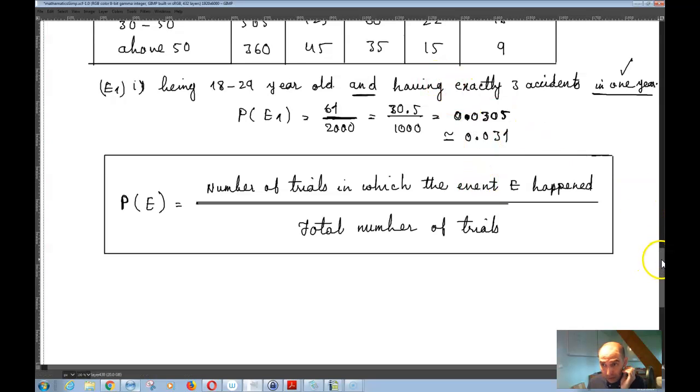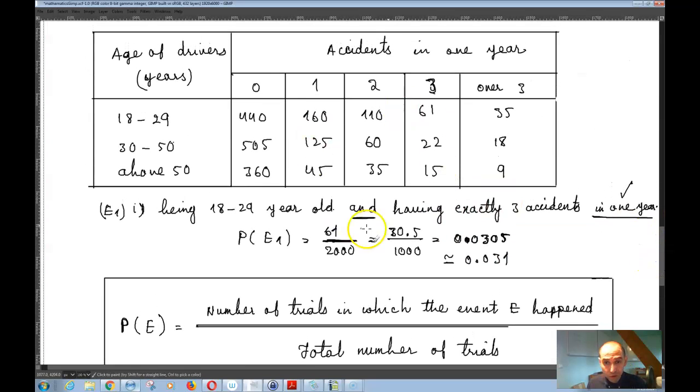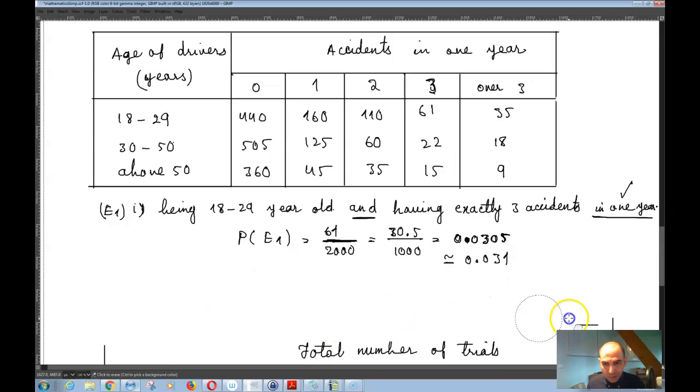Otherwise, you might take some number, for example the total number, and that number might actually not be the number that you were supposed to take in that situation. So it's the number of trials in which the event E happened divided by the total number of trials. So that is that.